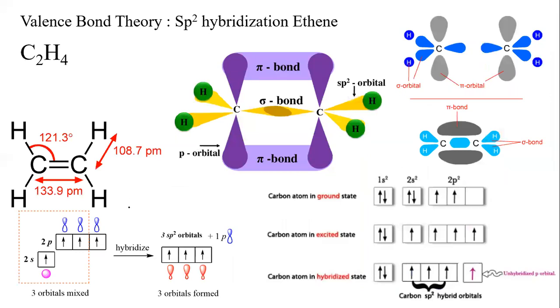Next, sp2 hybridization. This happens in ethene compounds. Here this is the ground state. If you know the ground state, the excited state will automatically follow. But here, only three electrons will be involved: one s orbital, and px and py orbitals. This is x, y, and z.